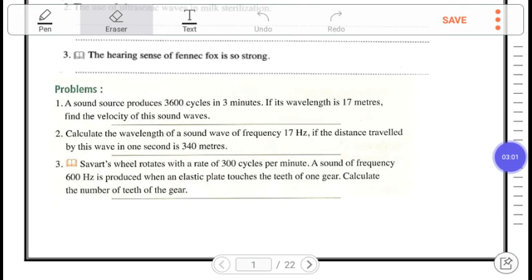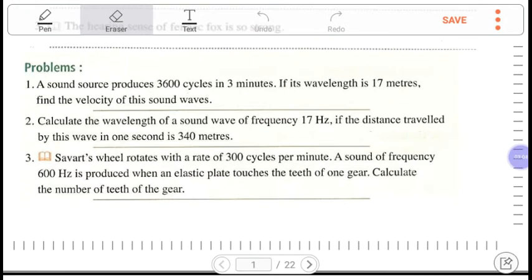Number 3, we have a Savart wheel that rotates at a rate of 300 cycles per minute. So 300 cycles per minute. A sound of frequency 600 is produced when the plate touches the teeth of the gear. Calculate the number of teeth of the gear. So we have the 300, the number of cycles in 1 minute, which we convert into seconds, and we have the frequency equal to 600.